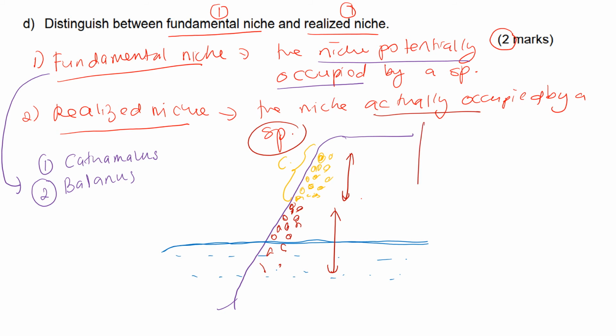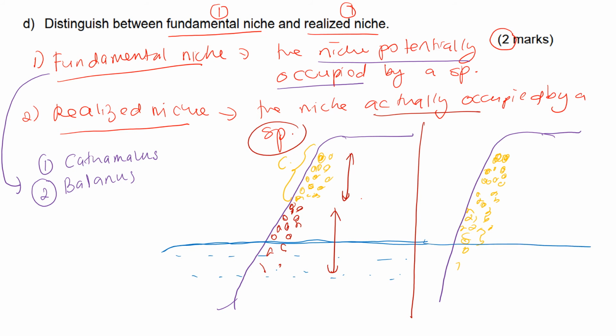Okay, but for example, if you were to remove the Balanus from the rock, you will find that the realized niche and the fundamental niche for Catamalis will be different. The fundamental niche for the Catamalis will be much bigger compared to the realized niche. This is because there is no more presence of competition, so the Catamalis will be able to occupy the whole part of the rock. So this is fundamental niche.